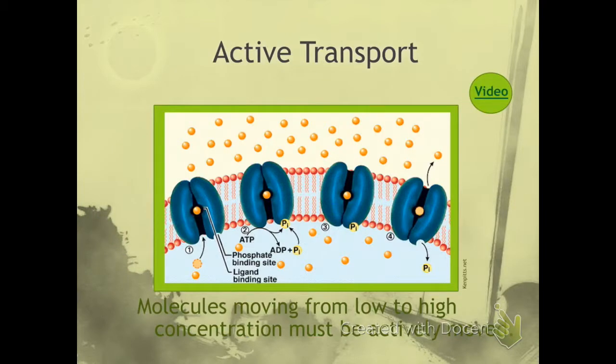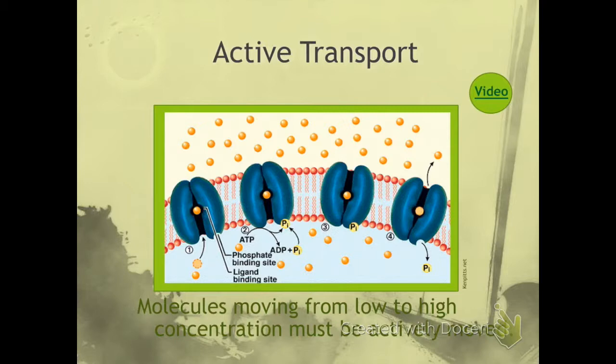Our last two forms of movement do require energy. So these are cases where instead of moving with the concentration gradient, so from higher concentration to lower concentration, you are moving against that gradient. So in these cases, the movement doesn't happen naturally, therefore energy is needed. The first type of movement we'll talk about in that category is active transport. And in this case, like I said, molecules are moving from low to high concentration, therefore must be actively moved.